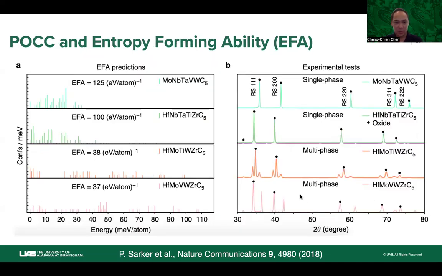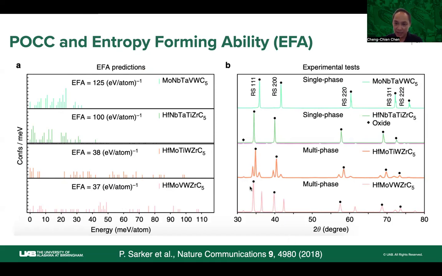Let's see what their results look like. Left-hand side is the EFA calculations. For example, for this top compound, the enthalpy distribution is relatively narrow, and the inverse of the width of the distribution, the EFA value, is relatively high. For the bottom compound, you can see that the enthalpy distribution for these 49 structures is wider, and thereby has a smaller EFA value.